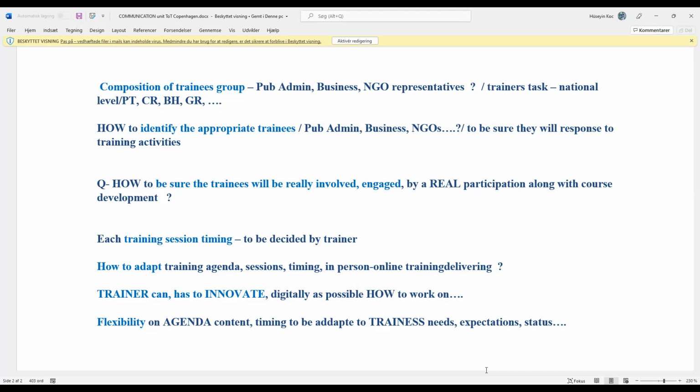How to identify the appropriate techniques, trainees? So how to identify them? They come from public administration, business. You need to know how to keep them in hand.